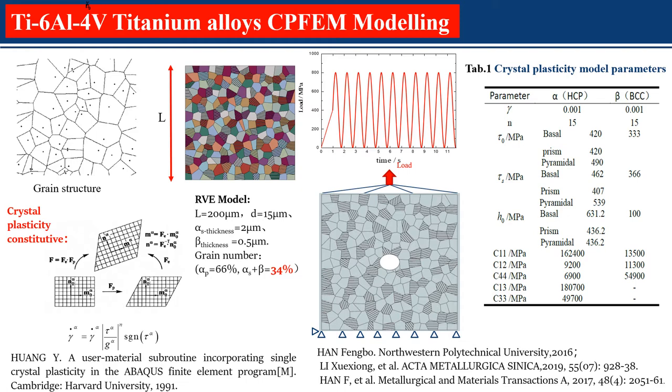I will give a brief introduction of titanium alloys modeling. Firstly, RVE models are generated randomly through the Voronoi algorithm in MATLAB software. The dimension of this model is 200 microns times 200 microns. The average grain size is 15 microns. The grain number is 225. It is noteworthy that the lamellar structure proportion takes up 34%.